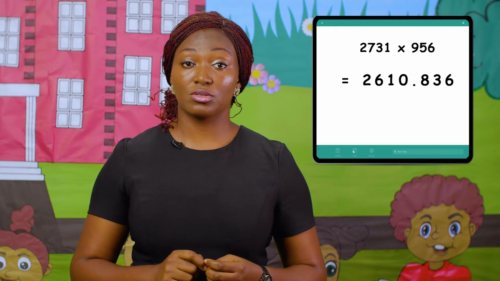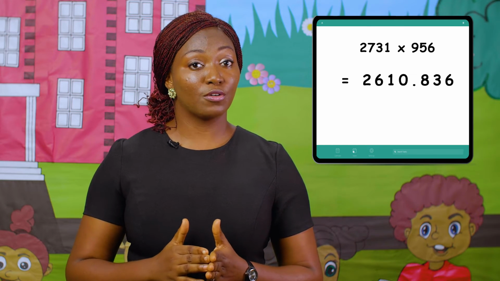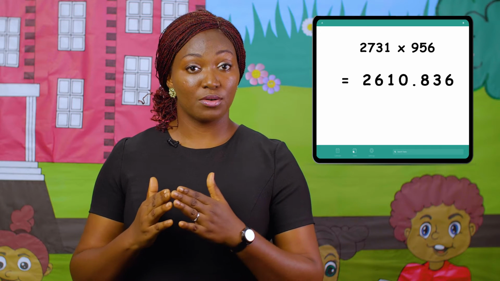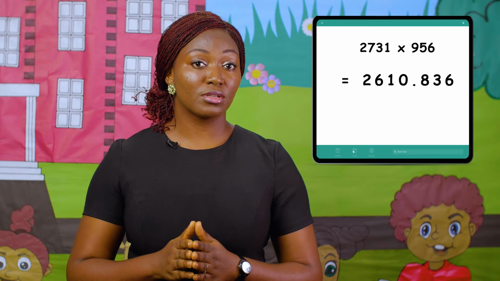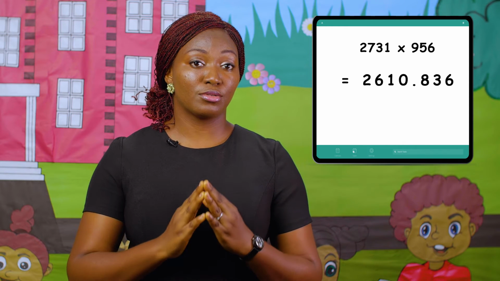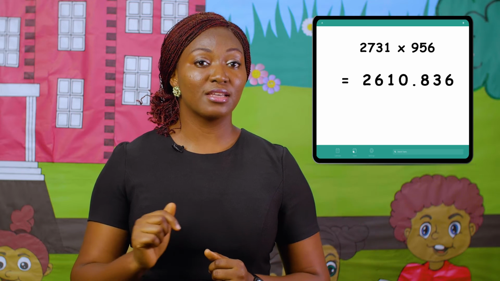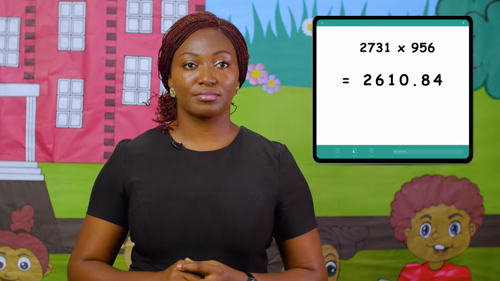And that brings us to rounding off numbers. Numbers from 5 and above are rounded up to the next 10. And so we add 1 to 3. And that will give us 2,610.84. That is the final answer.